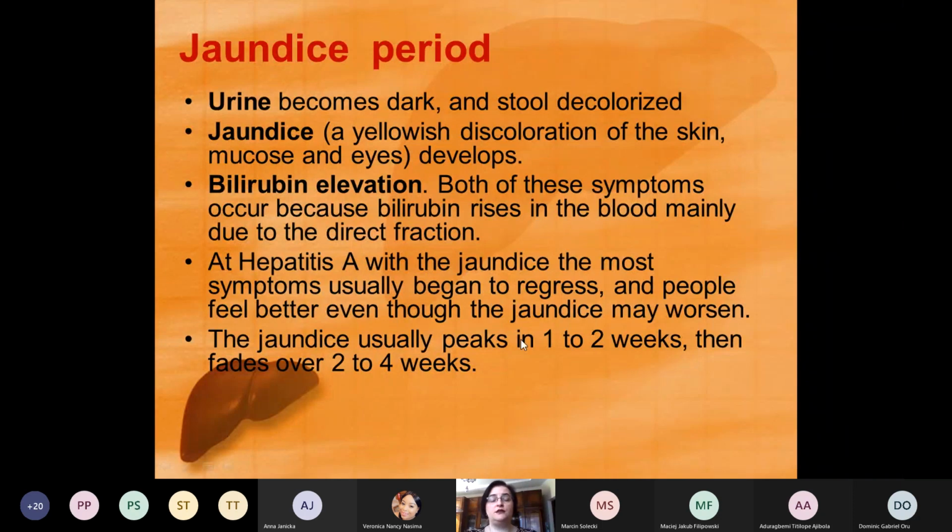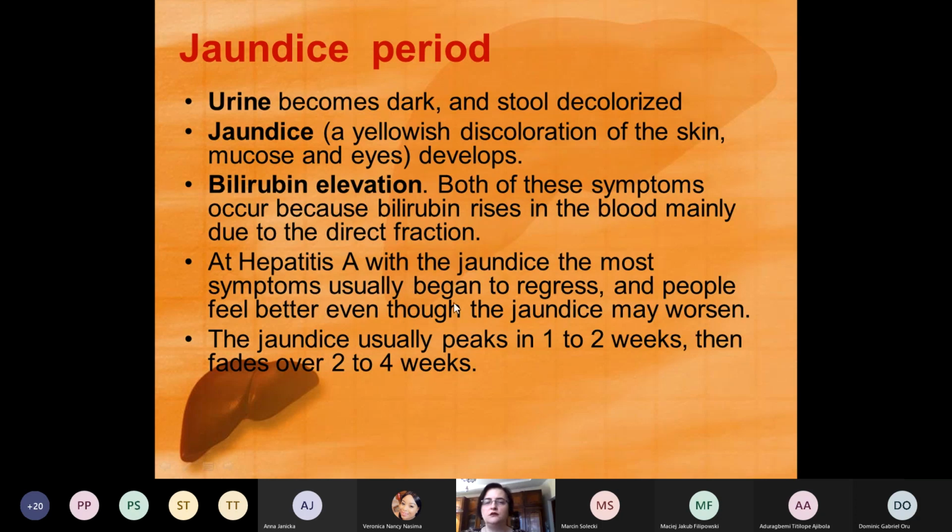At hepatitis A with the jaundice, most symptoms usually begin to regress. Remember, during hepatitis A with jaundice, the state of the person will become better and better. And remember that in 5 days of jaundice, as a rule, the discharging of virus during hepatitis A, don't forget, only A, not all the others, stops, and such persons are already not dangerous for the surrounding.